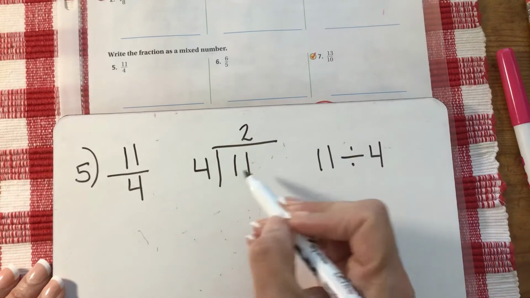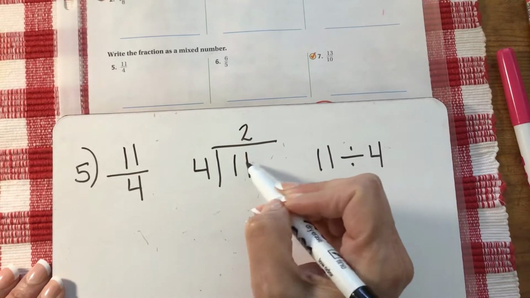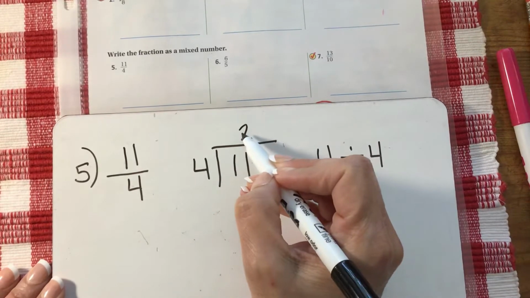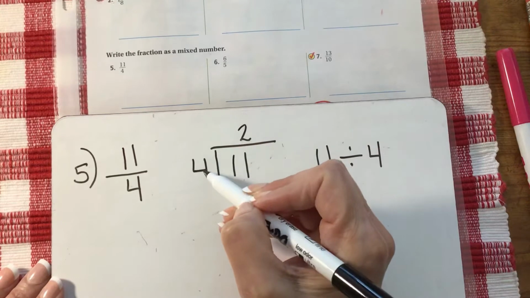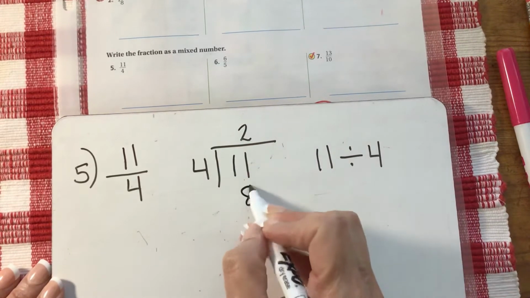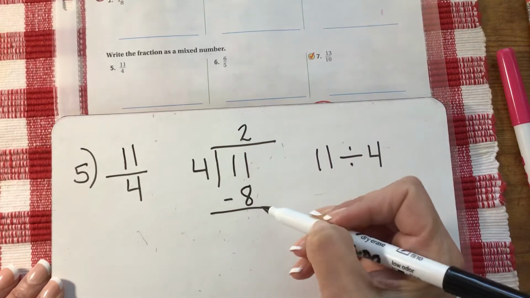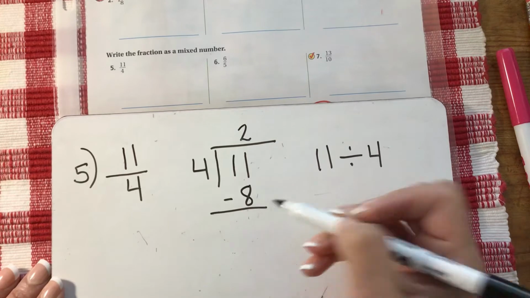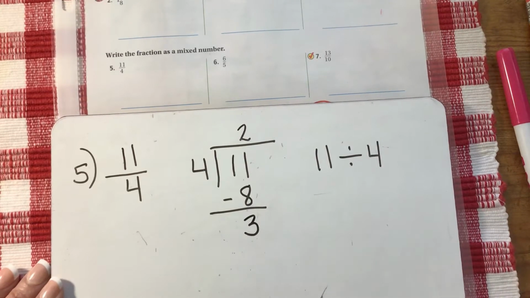So I did my division. 11 divided by 4 is 2. Now do your multiplication. 2 times 4 is 8. My next step is subtraction. So 11 subtract 8, you get 3. I'm going to stop there.